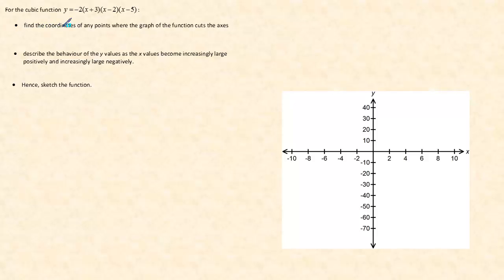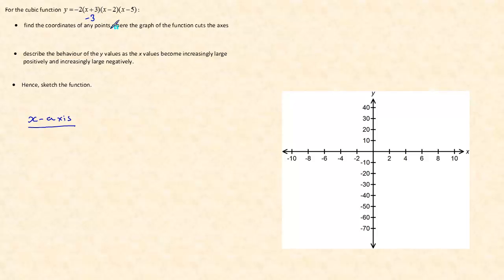For the cubic function, y is negative 2, x plus 3, x minus 2, x minus 5. Find the coordinates of any points where the graph of the function cuts the axes. So let's start with the x-axis. This form is perfectly set up for finding the x-intercepts.